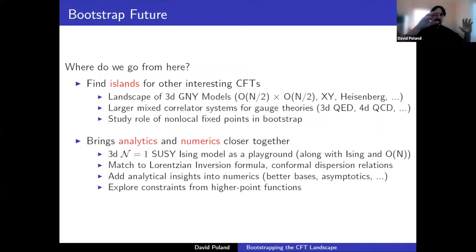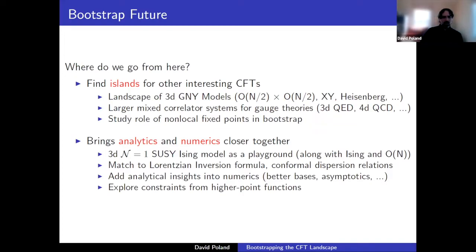So that's basically all I had to say. There's lots more you can do in the bootstrap, like finding other islands for these chiral Ising Gross-Neveu models, as well as variants with multiple scalars like X, Y, and Heisenberg. You can look at larger mixed correlator systems for gauge theories, which could help you really answer these questions about, say, 3D QED.